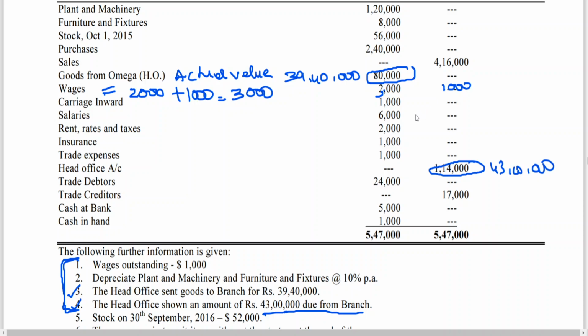Okay, my dear friends, this adjustment I've completed. Now the interesting point, depreciation. Depreciation on plant and machinery. I think this is your basic final accounts knowledge. Really, if you recollect, I don't know whether you remember it or not.